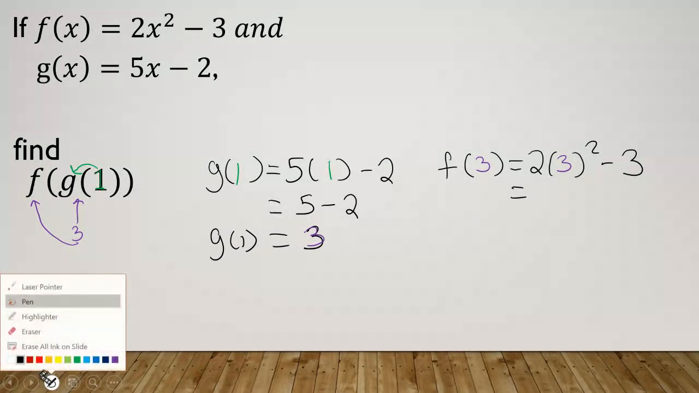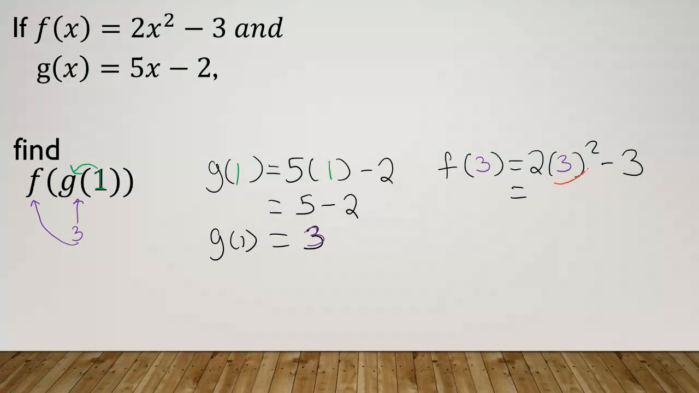So here's where most people make their mistakes. You need to make sure you square it first. People want to multiply it by 2 and then square it. Don't do that. Square that 3 first. So it should be 3 times 3, not 3 times 2, 3 times 3. So it's going to be 2 times our 9 and then minus our 3 here.